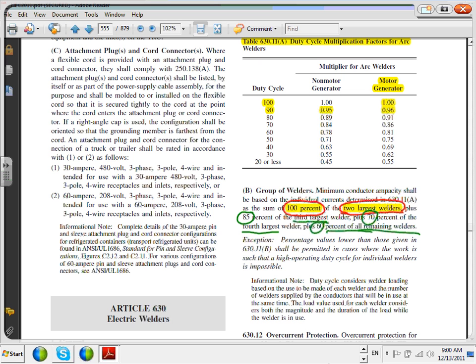Make sense? This has nothing to do with the cycle. That has to do with grouping the conductors, grouping the welders together. When you group them, there's a diversity factor, guys. They are highly unlikely to be engaged at the same time. So they say, okay, take the first two largest at 100%. We're going to assume they're going to be running. Everything else starts to derate. But it was important that you listed them in order.